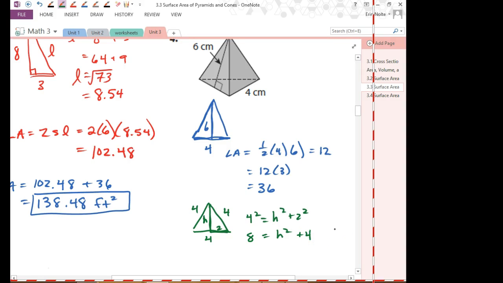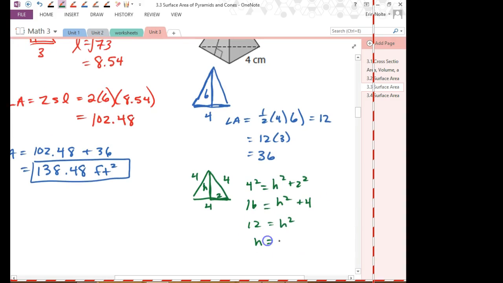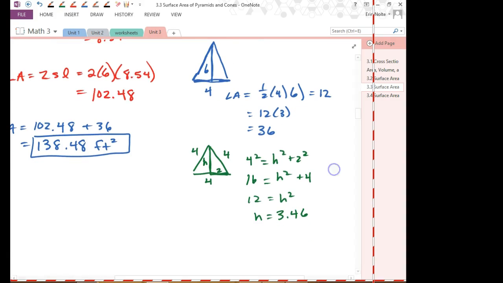4 squared. 16. Oh, 16, yep, excuse me. The square root of 12. So the square root of 12, right? 3.46. Okay, so then the base area is going to be 1/2 times the base.